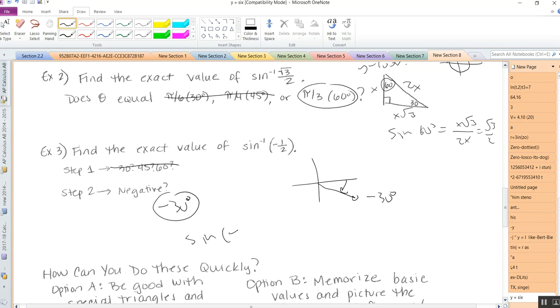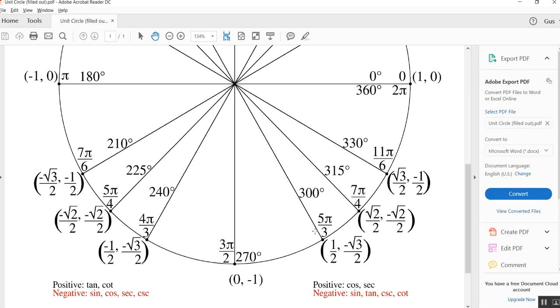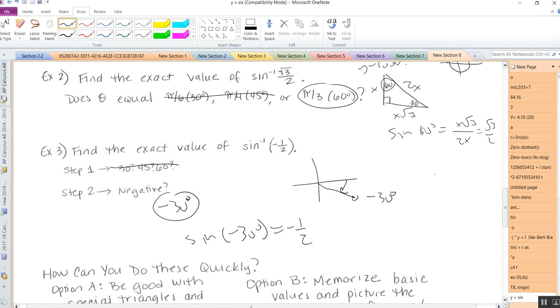Sine of negative 30 degrees, we had this on our last test. Hopefully you recognize it to be negative 1/2. Because if you go to negative 30 and you locate the y-coordinate, the sine of negative 30 is negative 1/2. So the inverse sine of negative 1/2, remember we're doing the opposite. The input is the y-coordinate on the unit circle, or a ratio of two sides, like opposite over hypotenuse. And the output is an angle. So the output would be negative 30 degrees.